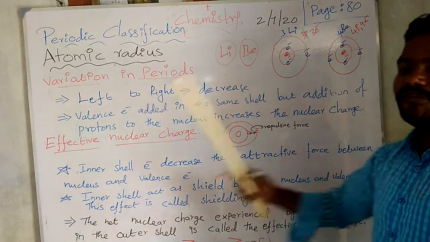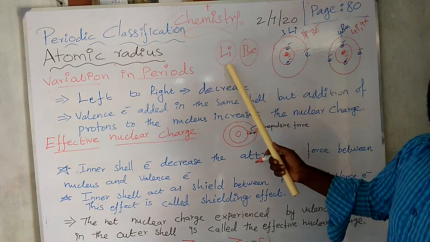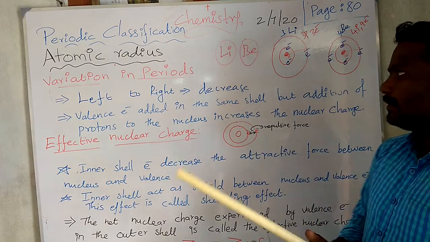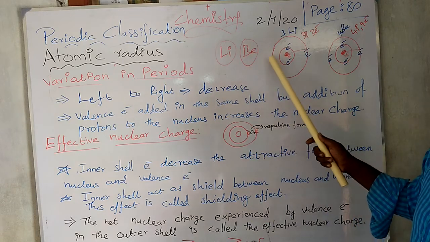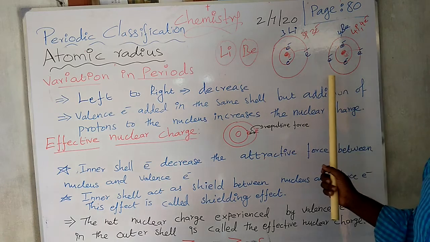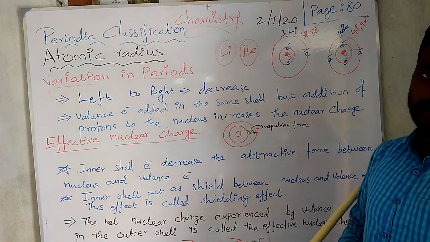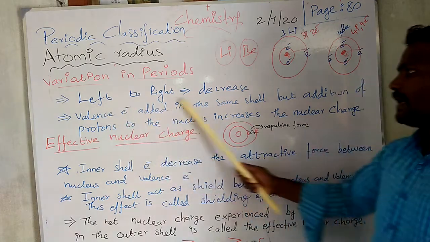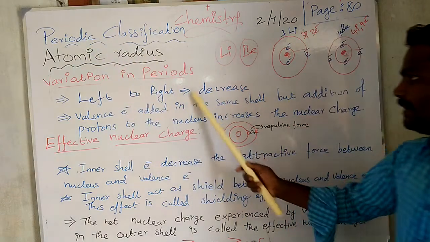So from left to right, if you compare all the elements, the first one may have somewhat larger size than the second one. Similarly, lithium to beryllium, beryllium to boron, boron to carbon, carbon to nitrogen, nitrogen to oxygen, the size will step by step decrease, right? Because of decrease of size, we can say left to right in the periodic table, atomic radius will decrease.